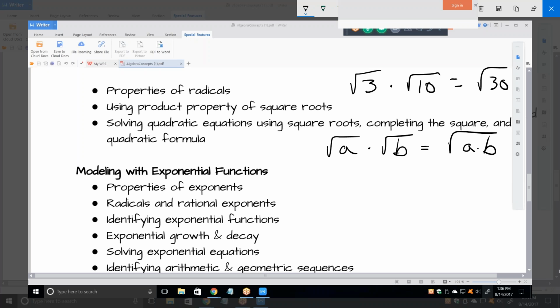In other words, there is no factor of 30 that is a perfect square number. And remember, that's always what you're trying to do. Simplify this for me.